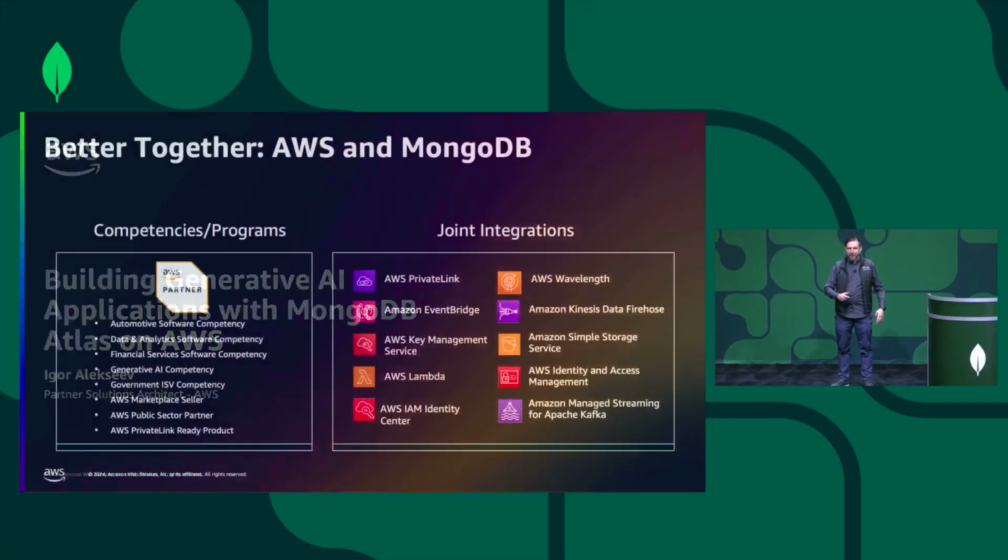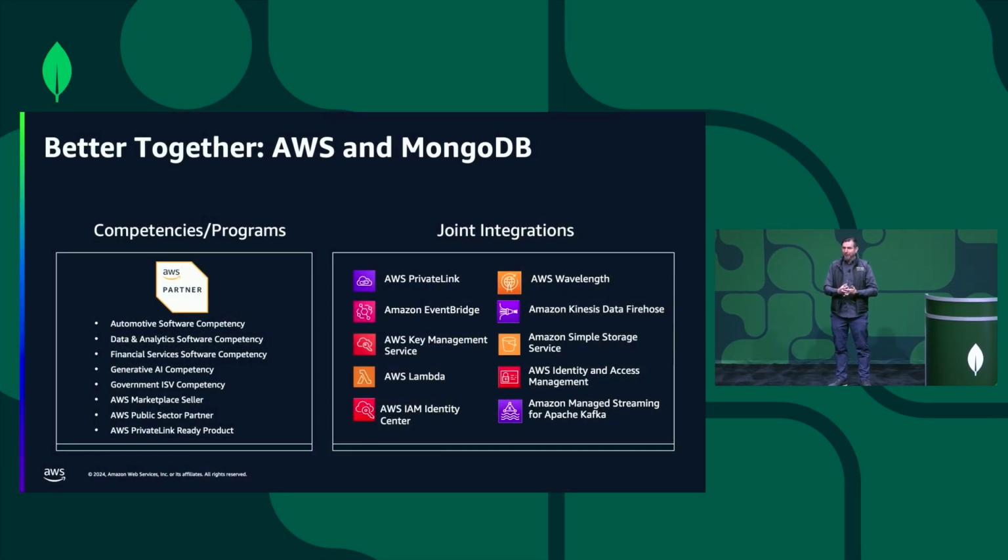So I'm a partner solutions architect at AWS. I work very closely with MongoDB, and MongoDB is a great partner on AWS. It integrates with many services. They've achieved many competencies, most recently generative AI competency. And actually, we're going to talk most of the time today about how to build generative AI applications.